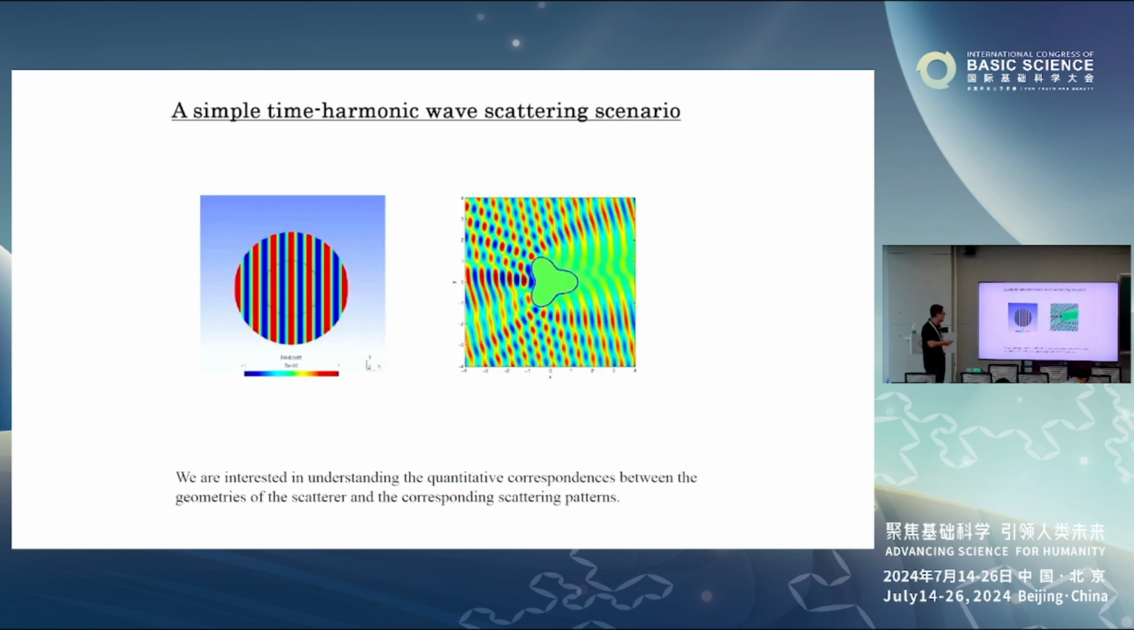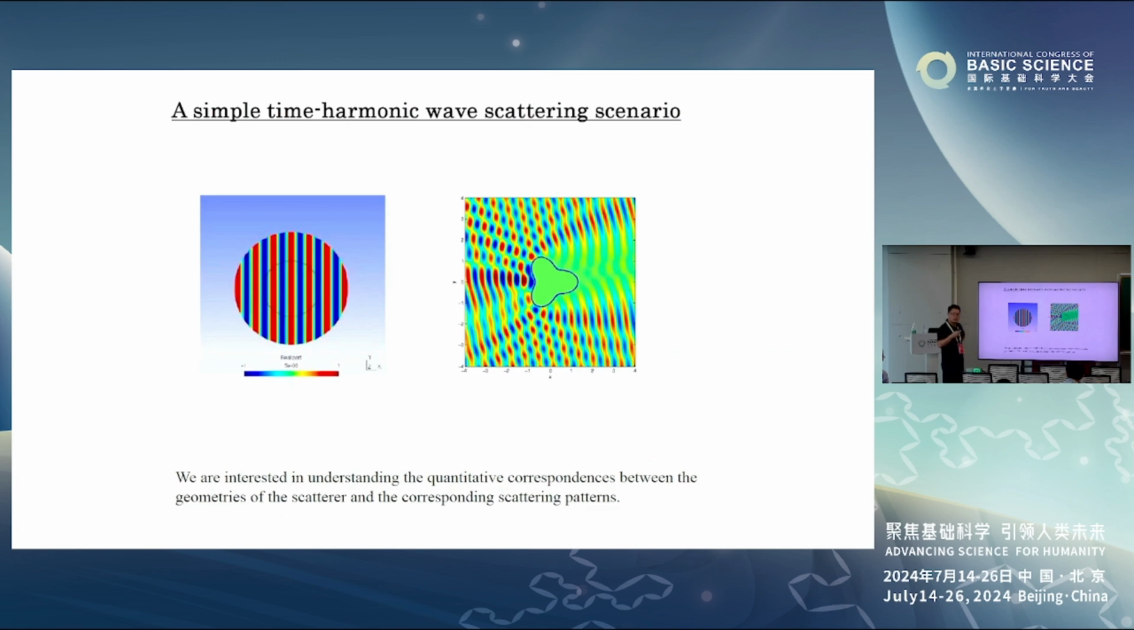So let me first begin with some background introduction and the motivation of my study. Here is a very simple and classical scenario about the so-called wave scattering. The left figure shows a wave propagating in homogeneous space, and the right figure depicts the scenario where there is an inhomogeneity, called a scatterer, which interrupts the wave propagation and produces the so-called scattering.